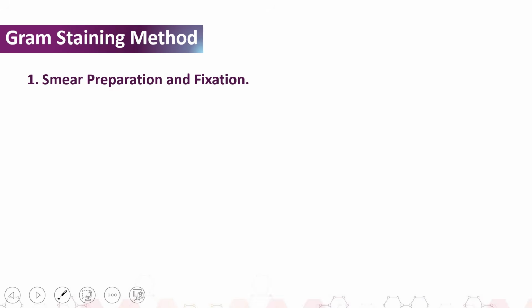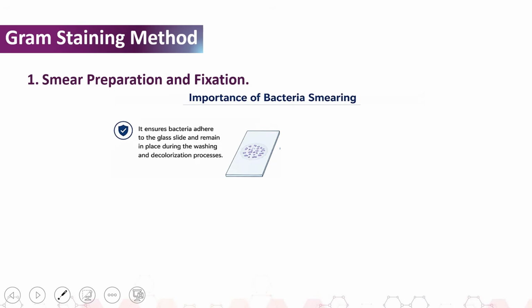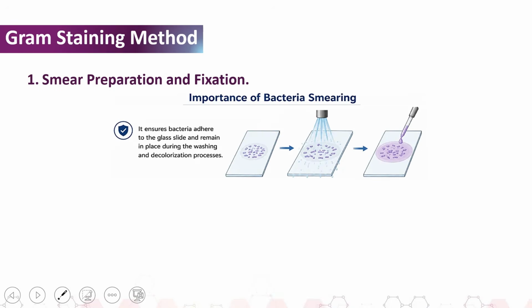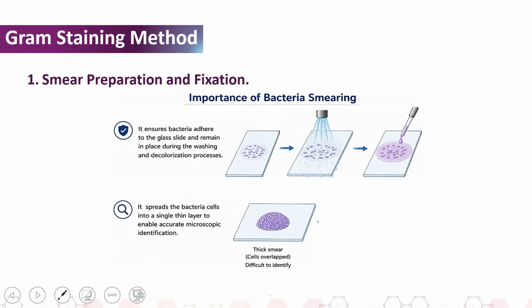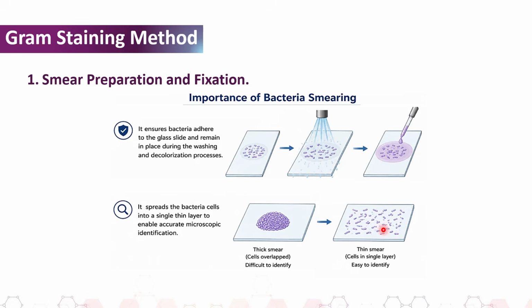So let's look at the importance of the smear preparation, the air drying completely, and the heat fixing before performing our gram staining. One is that it ensures the bacteria adhere to the glass slide and remain in place during the washing and the decolorization process. The second importance is that it spreads the bacterial cells into a single thin layer as shown over here to enable accurate microscopic identification.